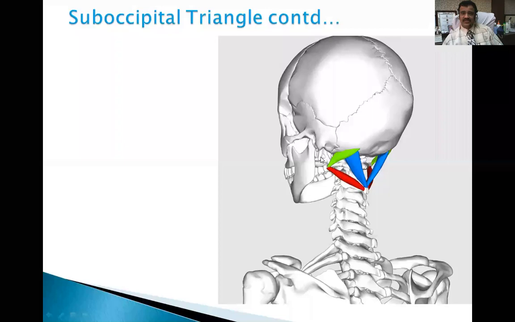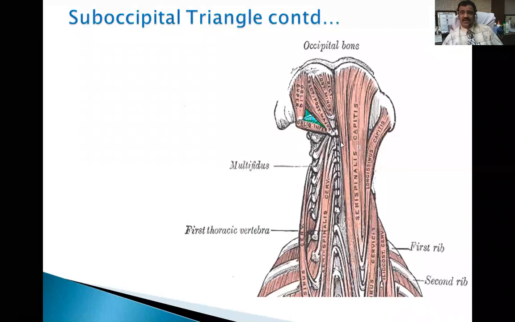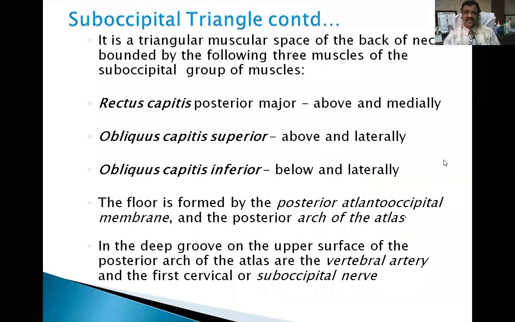Now, suboccipital triangles on both sides look like this. 1, 2, 3 boundaries making one triangle on this side, one triangle on that side. Here you can see the suboccipital triangle on the back of the neck on one side, which is very clear. These diagrams are very important for us to understand. That is why always take help of these diagrams.